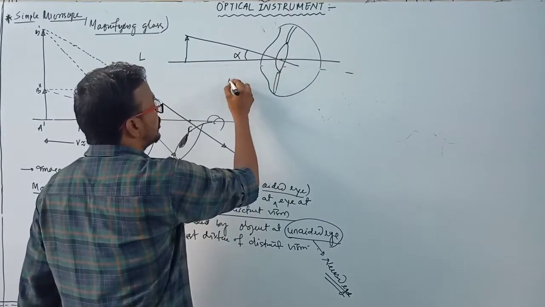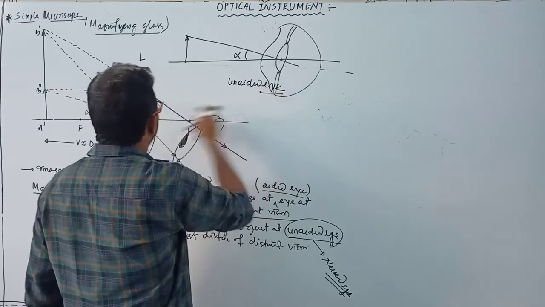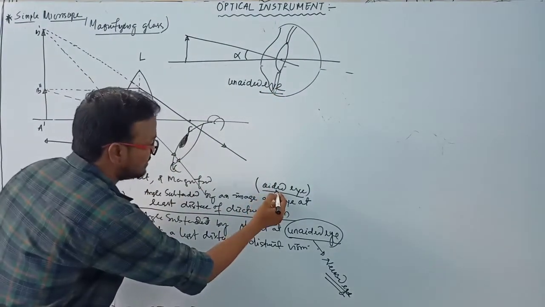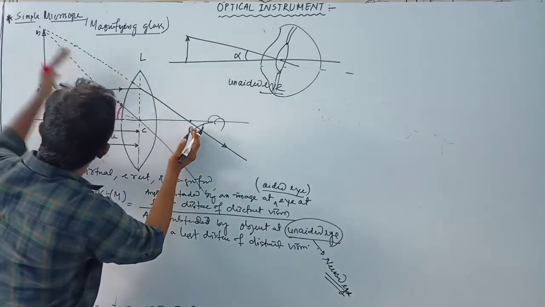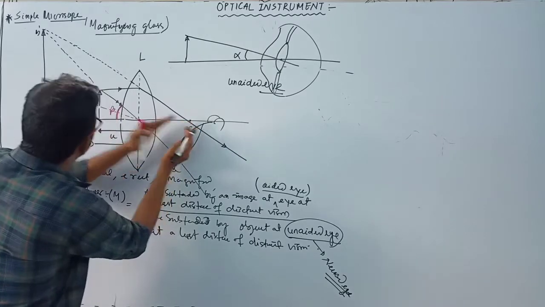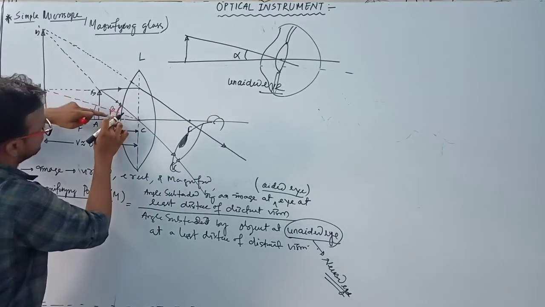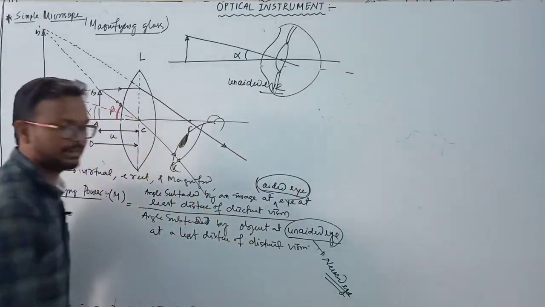and this eye is known as the unaided eye, without this lens. Clear? Aided eye means we have to use a lens. At that time we are able to see the image of an object, and at that time the angle subtended by the image is known as beta. So this angle is known as the aided eye angle.